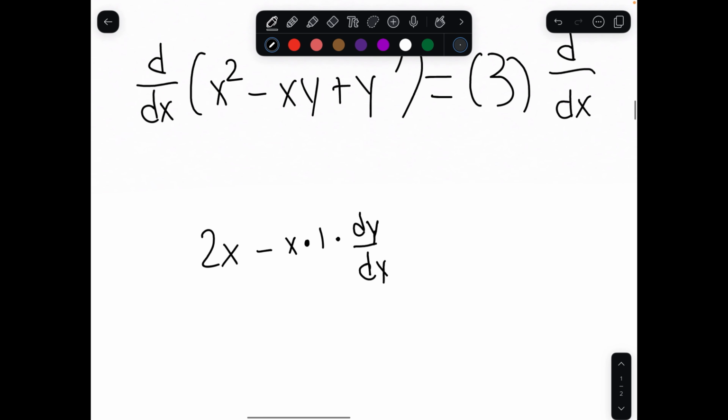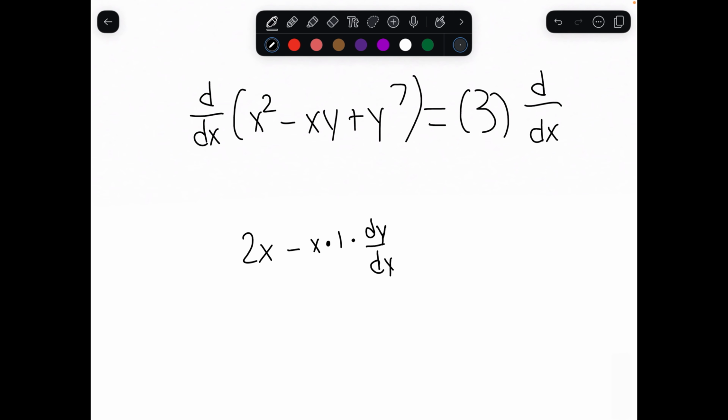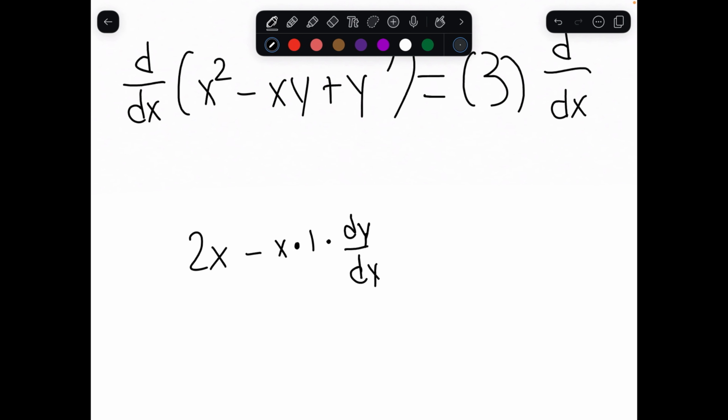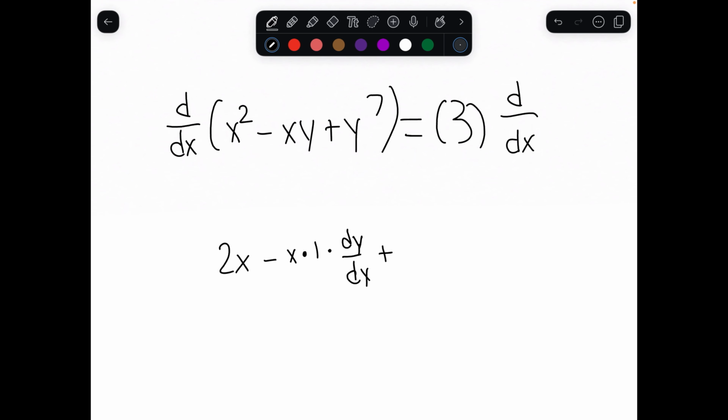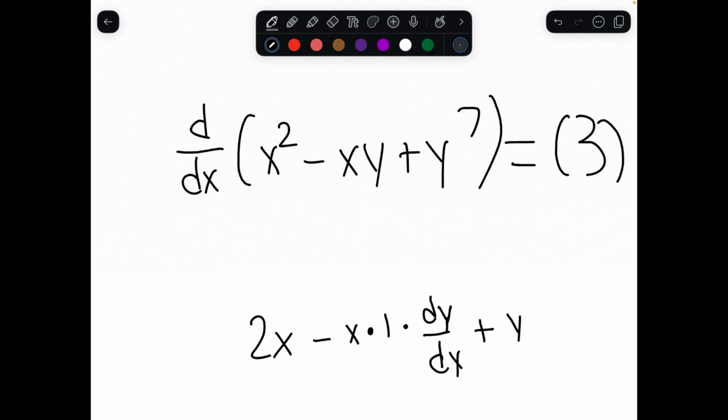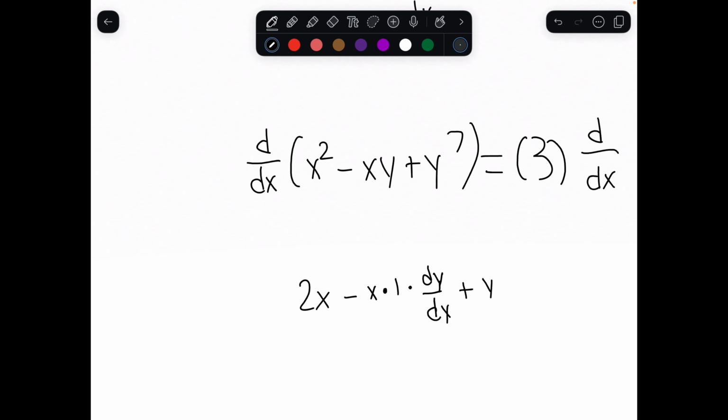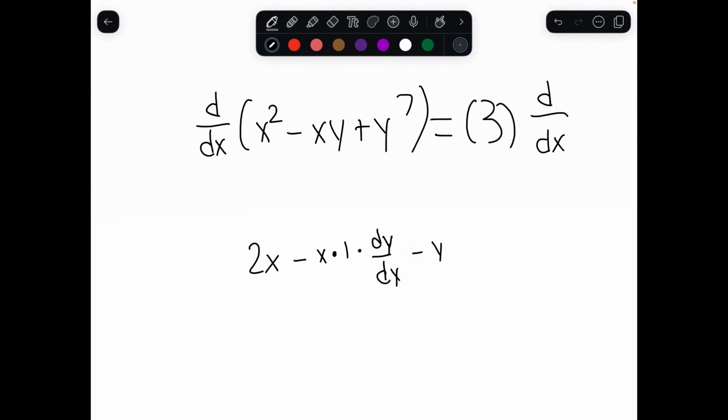Now let's move on to the second part of the product rule: the second function, y, times the derivative of the first function. The derivative of negative x is just -1, and we don't need to attach the label because we're taking the derivative with respect to x. So this is going to be a negative y. That's all for the negative xy part.